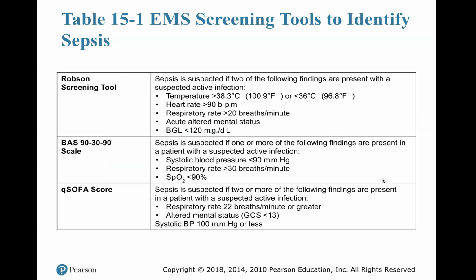Okay, so here are some EMS screening tools to identify sepsis. You have the Robson screening tool, the BAS 90-30-90 scale, and a SOFA score, qSOFA score. So you read these. I'll just read the top one, the Robson screening tool. Sepsis is suspected if 2 of the following findings are present with a suspected active infection. So you're going to get a temperature reading here, the heart rate, respiratory rate, acute altered mental status, and a blood glucose level of less than 120. So look at those, it gives you an idea of what you can do to recognize sepsis.